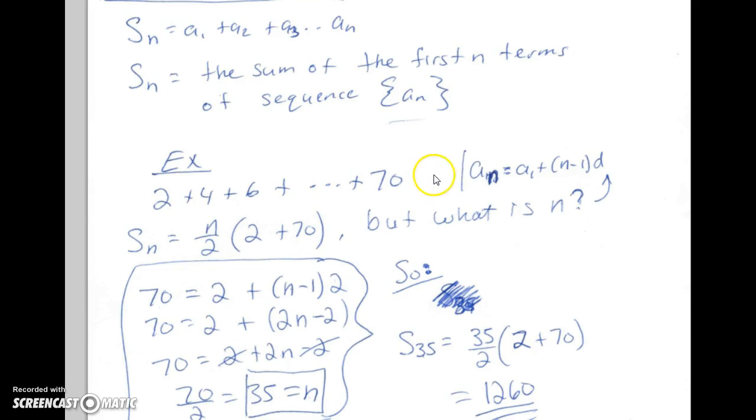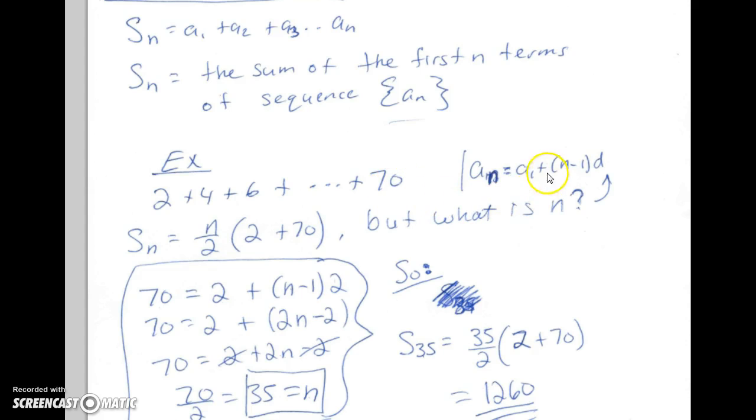Trick is, here's our formula. The sum of these first n terms equals n over 2, and we know the first and the last term, 2 plus 70, but what is n? How many terms did you go through to get 70?